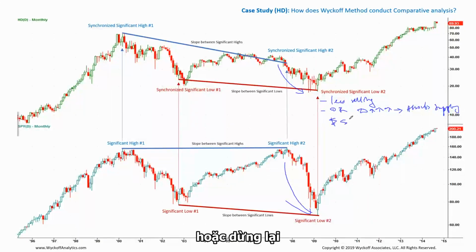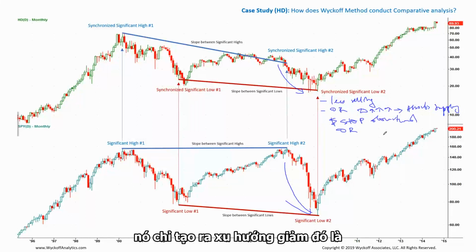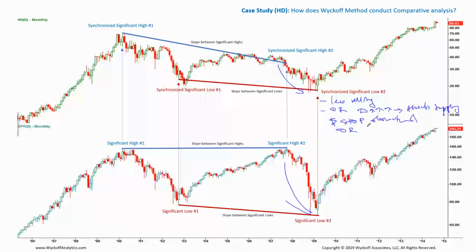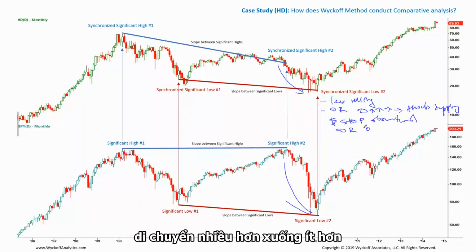and either stops the downtrend, or it just produces a downtrend that is not that aggressive. So it moves maybe with less aggression. So it moves down less. Moves down less.